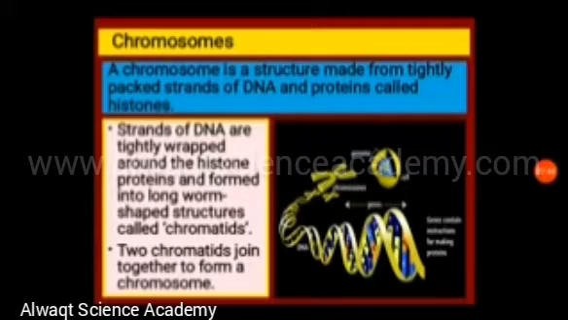So chromosomes are formed from DNA strands that have been wound around a protein known as histone to form what is called chromatids. And when these chromatids replicate to become double, and they are held together in the middle at a point along their length, we refer to them as chromosomes.